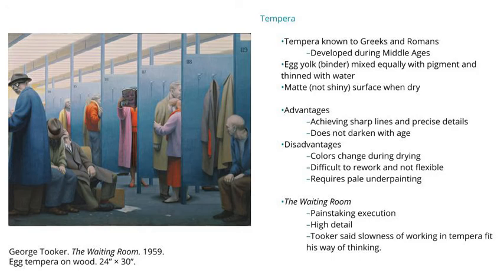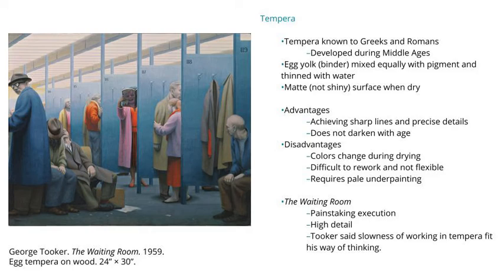Tempera was known to Greeks and Romans and developed during the Middle Ages, and it actually uses egg yolks as the binder. And the egg yolks are mixed equally with pigment, and then you thin it with water. So in this case, the binder is the egg yolk, the pigment is the pigment, and the vehicle is the water. And when you're finished with it, it creates a matte surface. And when I say matte, I mean something that is not shiny.